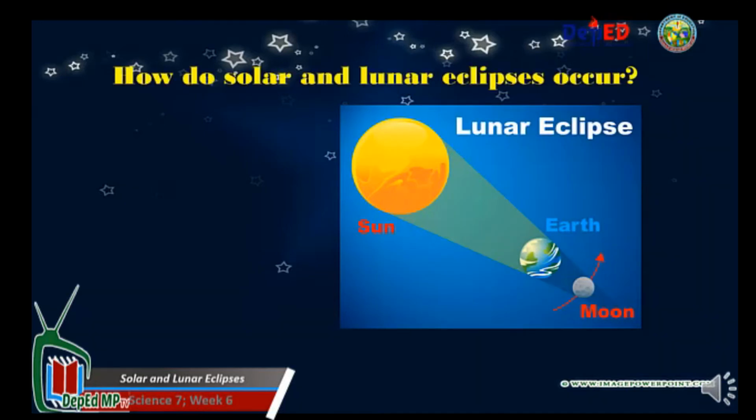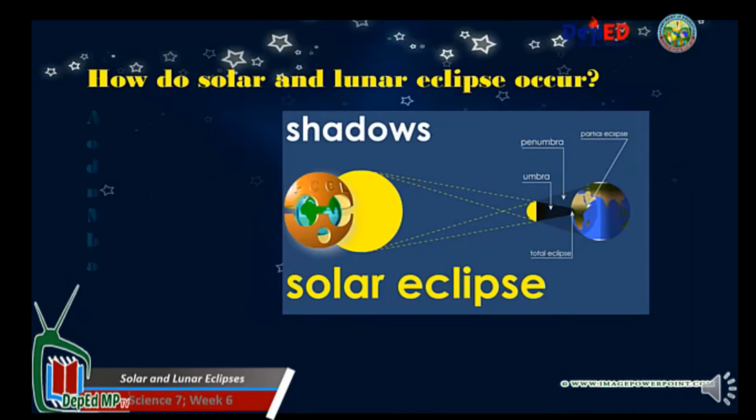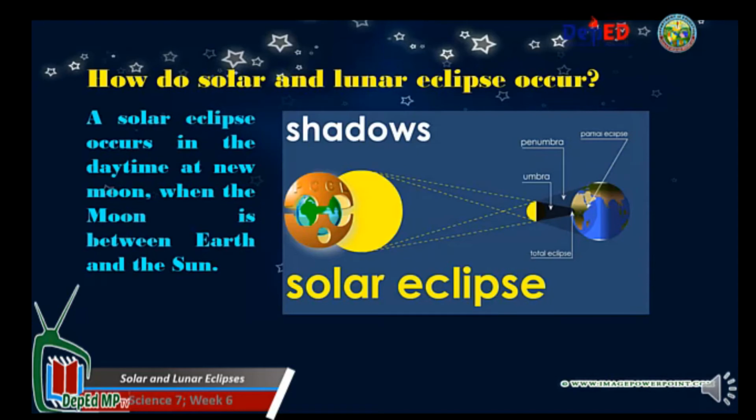How do solar and lunar eclipses occur? A lunar eclipse occurs at night at full moon, when Earth passes between the sun and the moon. While a solar eclipse occurs in the daytime at new moon, when the moon is between the Earth and the sun.